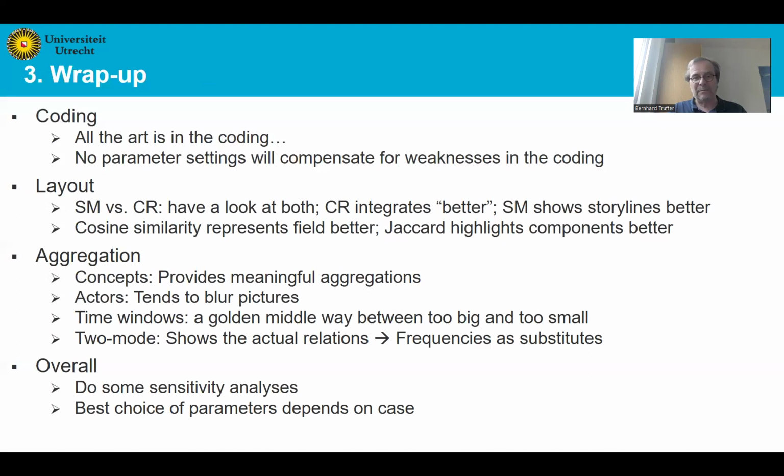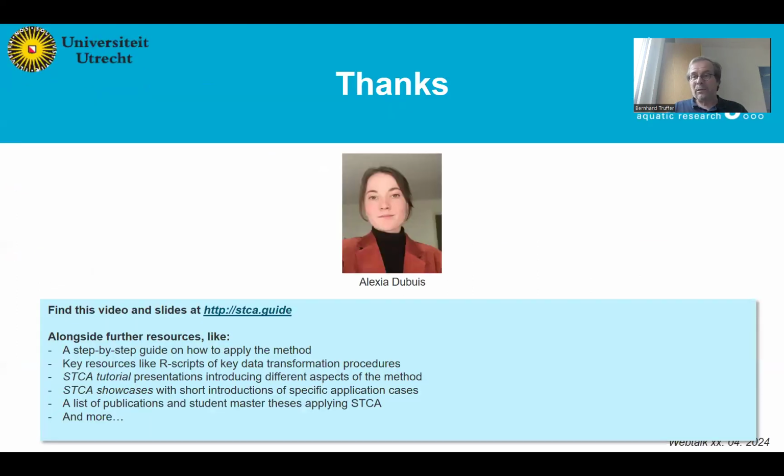And the best choice of parameters cannot be decided a priori, but has to be found out for the specific case. Okay, with that, I hope you will have a lot of fun playing around with the different parameters and the networks and trying to make sense of them.